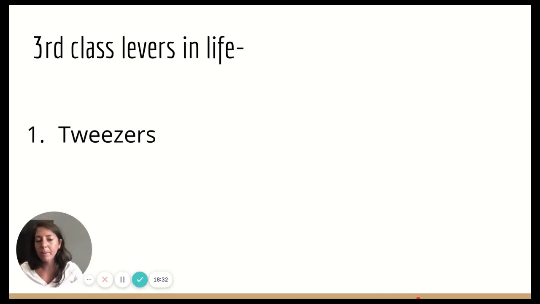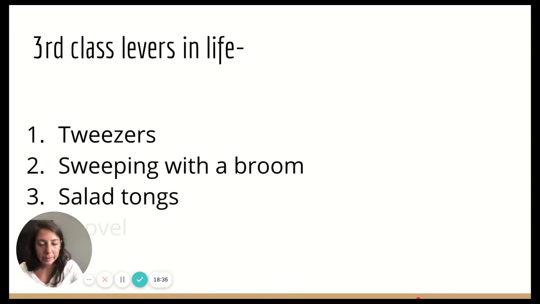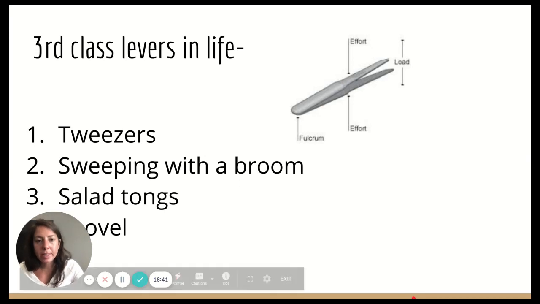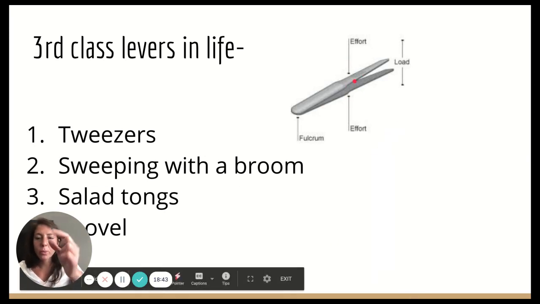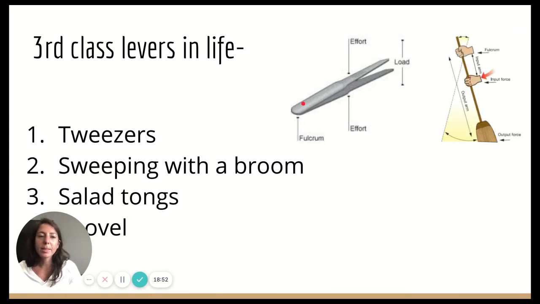Tweezers, if you're tweezing your eyebrows or whatever you're tweezing, those are a third class lever. Sweeping with a broom, salad tongs, and shoveling. So with tweezers, the effort is in the middle, right? You squeeze the tweezer in the middle and the load is whatever you're tweezing at the edge, fulcrum right here. This is that fixed point. Everything's moving around. With a broom, it's a little bit harder to see, but you would hold the broom at the top, right? So that's your fulcrum. Your effort is your sweeping hand, the one that's moving back and forth. And the resistance is whatever you're sweeping.